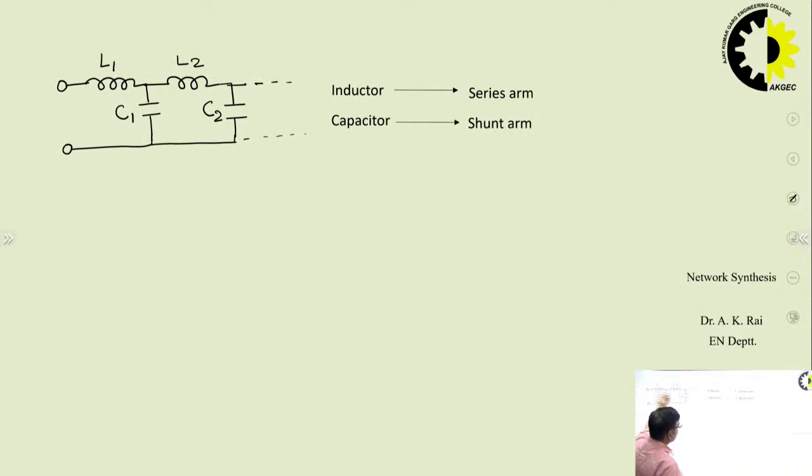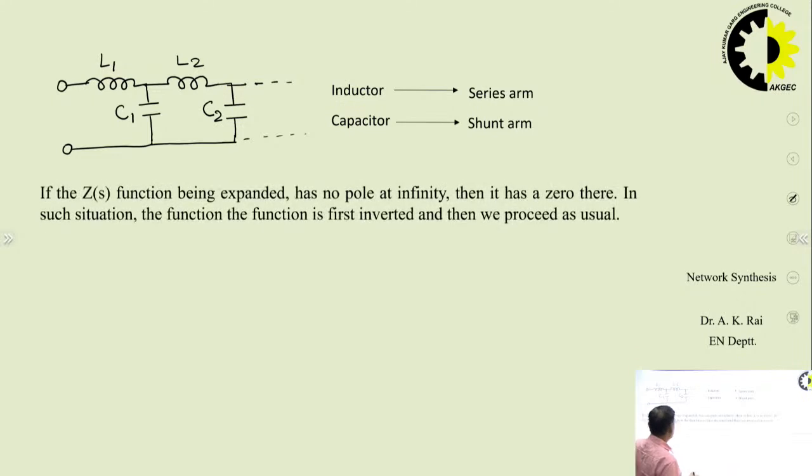So, this is the structure of your Cauer first. This is inductor L1, then we have C1, L2, C2. So, series are inductor and shunt arm capacitor for Cauer first.